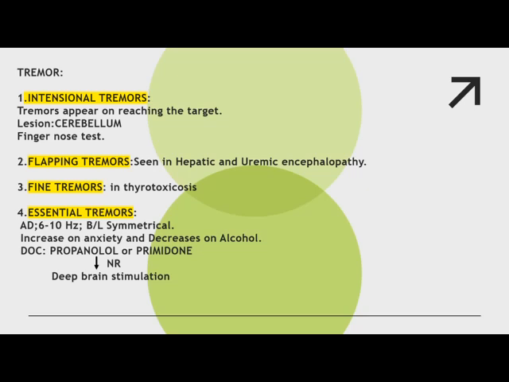For essential tremors, the drug of choice is propranolol, but in patients like those with asthma, we cannot give beta blockers. So in that case, we can give primidone. And if the patient is non-responsive to propranolol or primidone, we give deep brain stimulation.